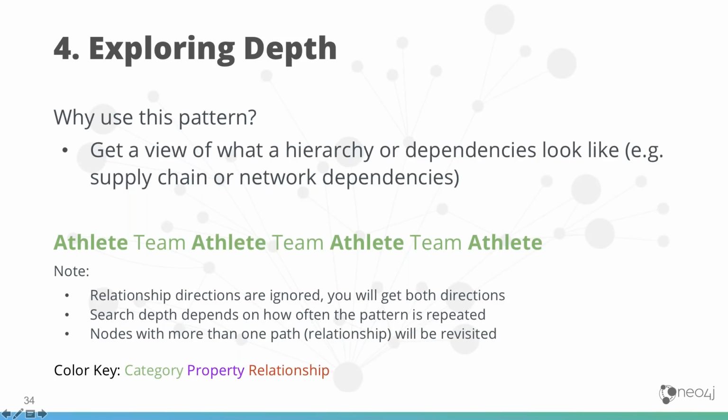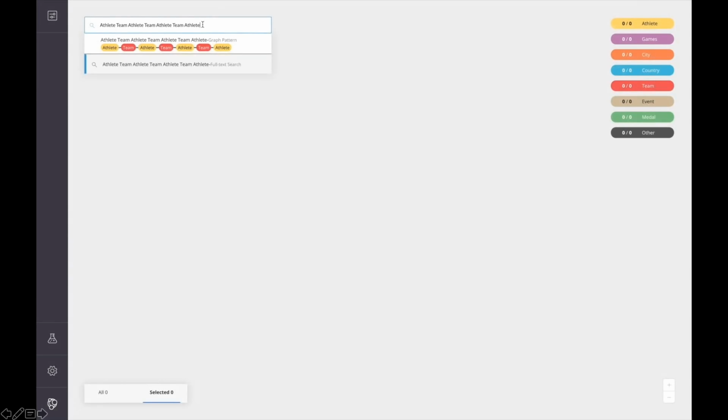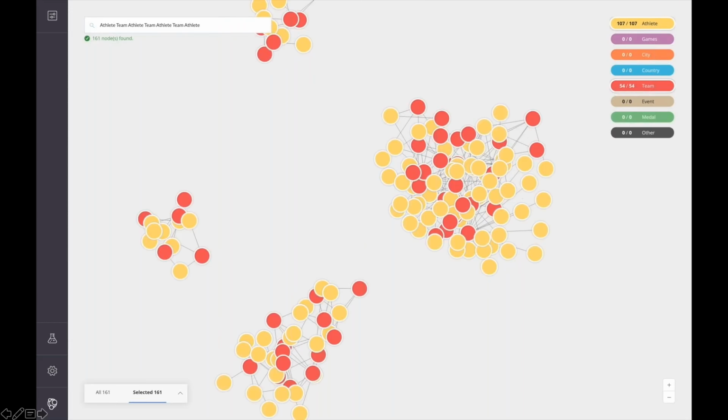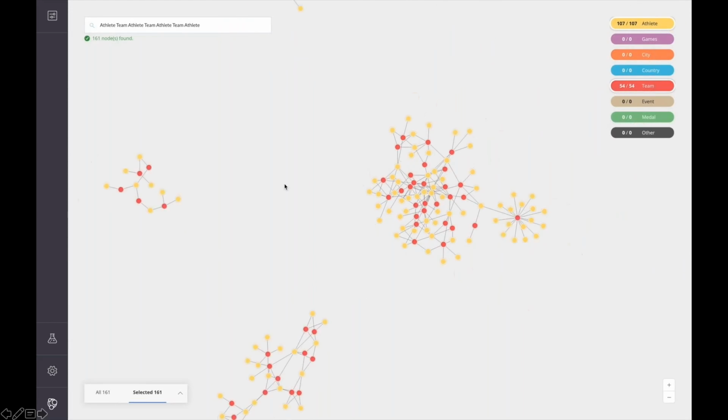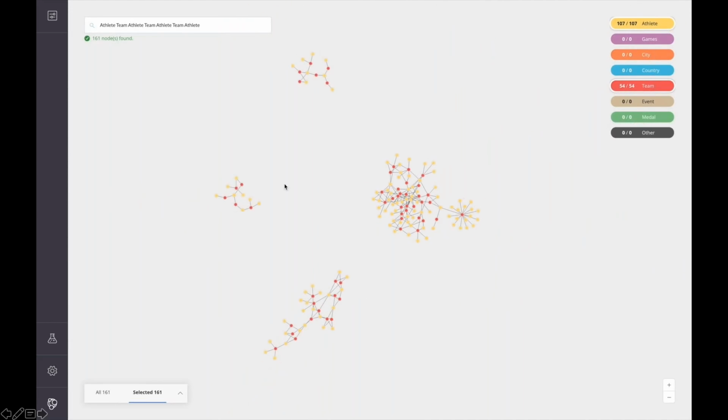So here's that pattern. You can see Bloom visualizes that as the different labels, the different categories that you're connecting together. And there you go. And you find, in this case, different clusters. So here's one cluster, another one, and then a pretty large one over here. We can start looking into these clusters. And as you zoom in, it shows you again more detail.